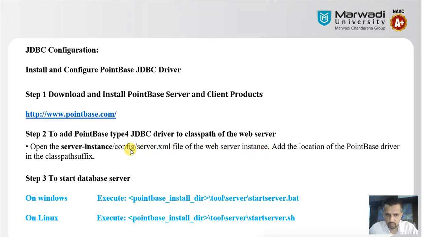So what I will do, if I want to open and download this file and update it with the web server, is first open the server-instance/config/server.xml. So for the web server instance, I will open this file. Now what I will do next is add the location of the PointBase driver. Whatever location I have found, I will add this location in the class path suffix.